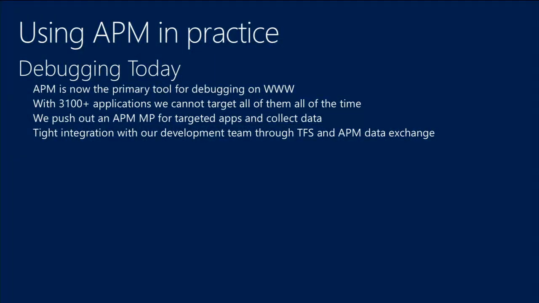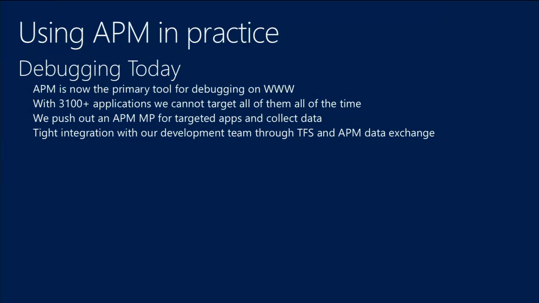What their debugging is like today, they are using APM exclusively for their debugging of web applications. So they have a large amount of applications. There are some physical constraints with APM. You can only have the APM service running on 400 agents in your management group. And it only supports up to 700 applications in that management group. They have 3,100 applications, so they can't really be using APM all the time.